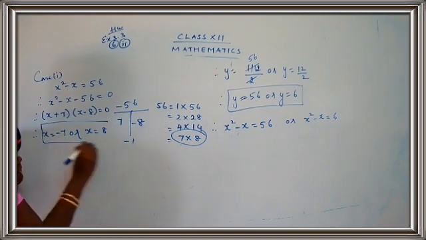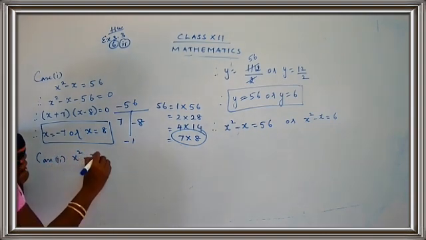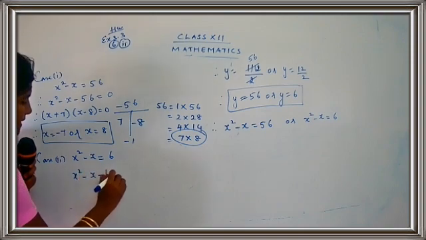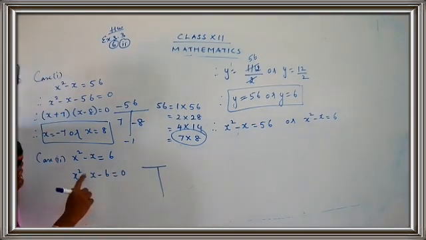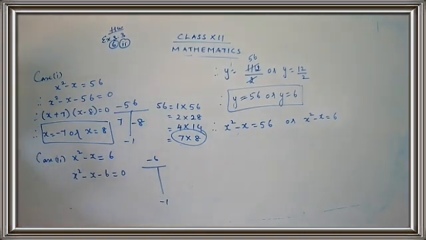I got two values for x. One is minus 7 or 8. X is equal to minus 7 or 8. Come on, go for case 2. X square minus x is equal to 6. X square minus x minus 6 is equal to 0. This is minus 6. Go for the options, children. Factorize 6. Get the factors for 6 and find out the answers.